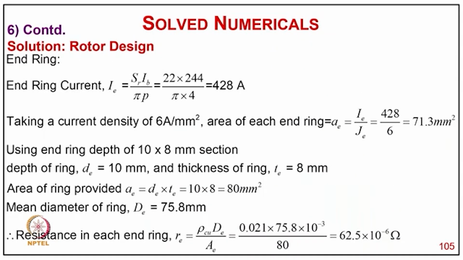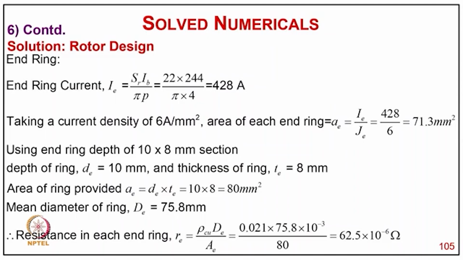Now coming to end ring calculation, the end ring current is IE equals SR IB upon pi P, that is 428 ampere. Taking current density of 6 ampere per millimeter square, area of the ring is IE upon JE. So it comes 71.3 millimeter square. Using an end ring depth of 10 by 8 millimeter, so depth of the ring is D equals 10 and thickness is 8 millimeter. Area of the ring provided AE equals D into T, 10 into 8 into 10^-6, that is 80 millimeter square, and mean diameter of end ring DE equals 75.8 millimeter.